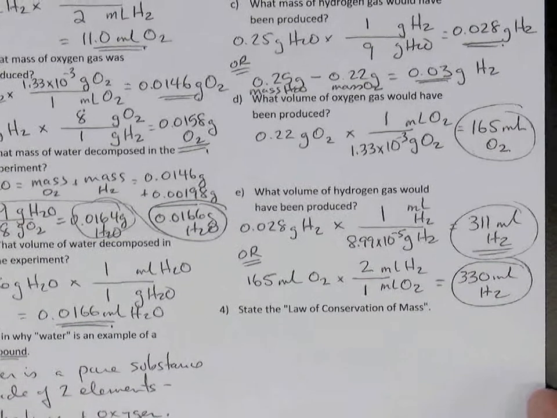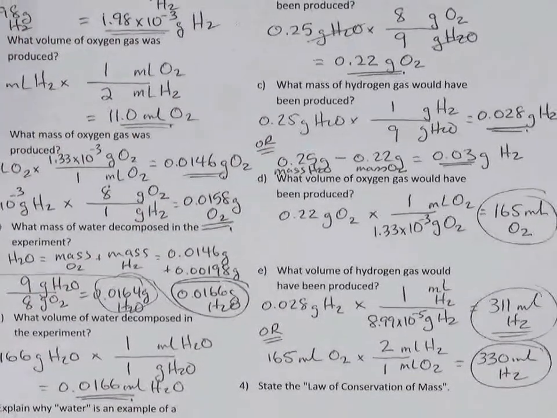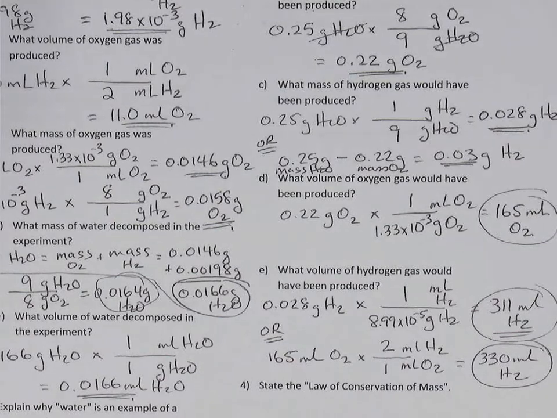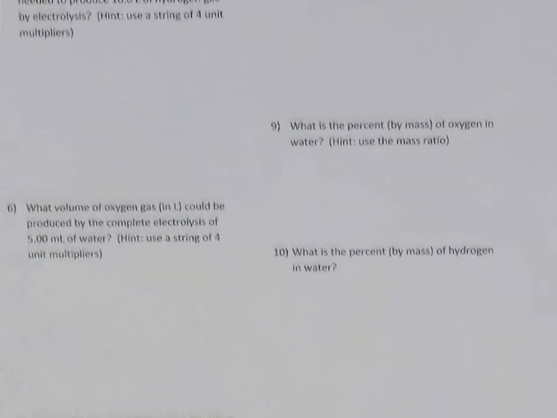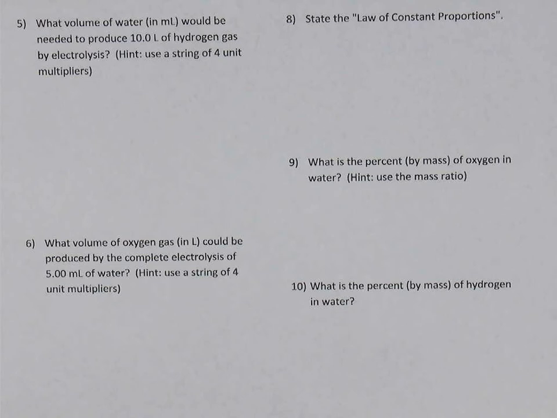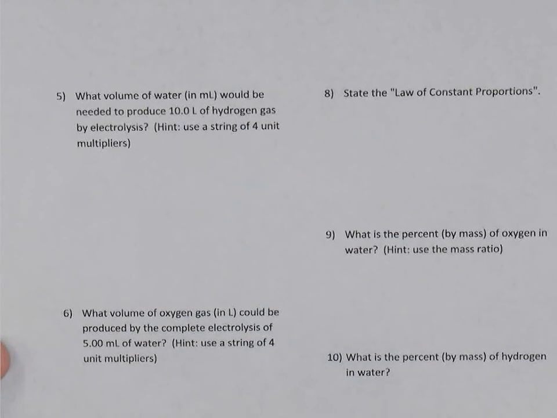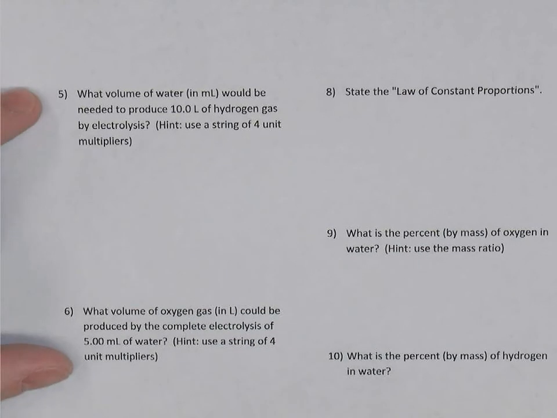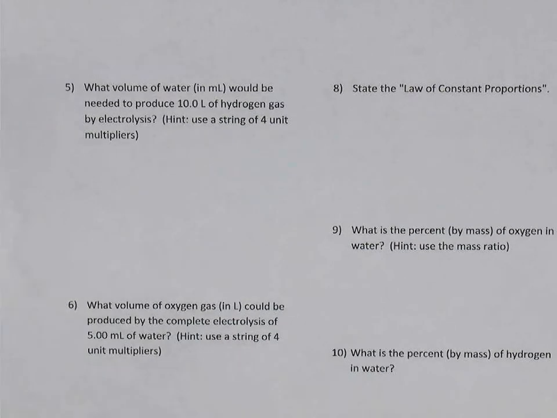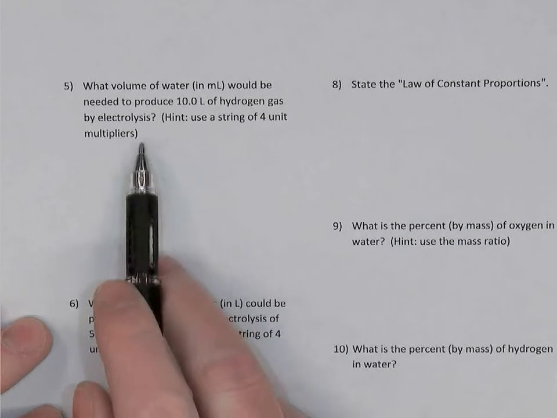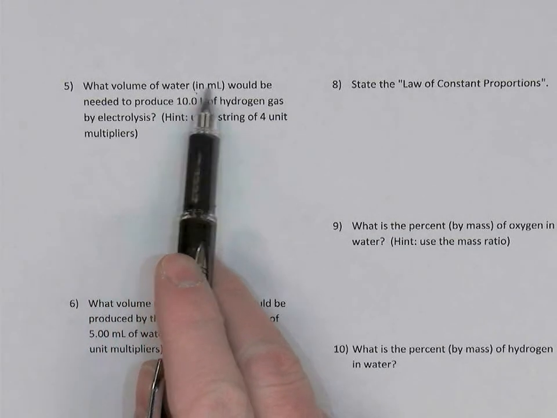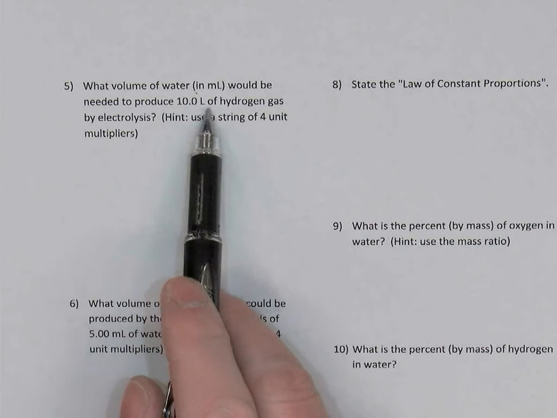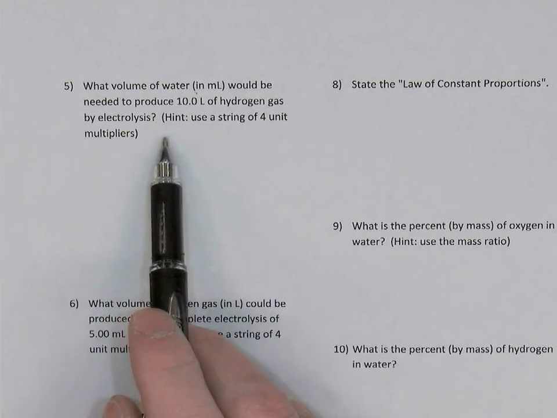So there we've done 3 of the 4 problems on this side of the worksheet. There's 2 sides to this worksheet with some other questions. Let me just scan over here. Is there anything else on here that's a little bit more challenging? In these questions 5 and 6, I'm giving you clues as to how many unit multipliers to use. Maybe I'll take one of them and help you with it. Number 5, what volume of water in milliliters would you need to get 10 liters of hydrogen gas by electrolysis?